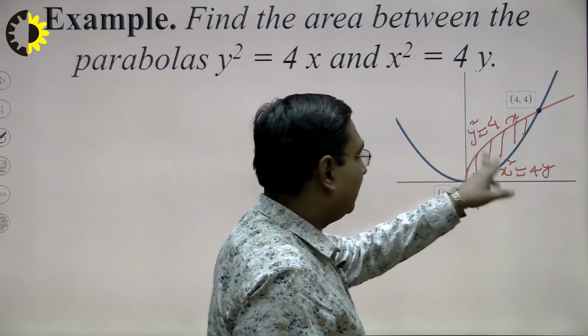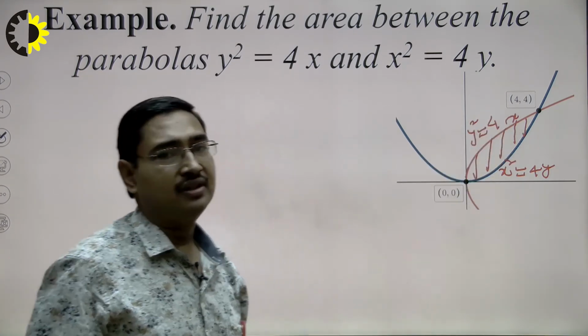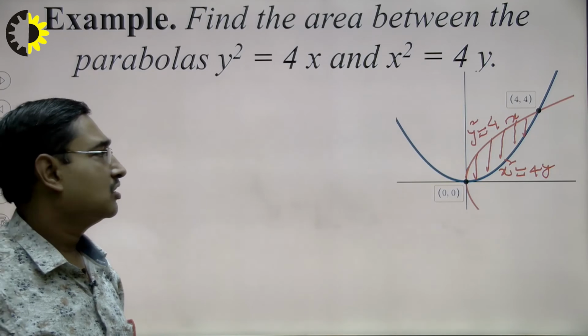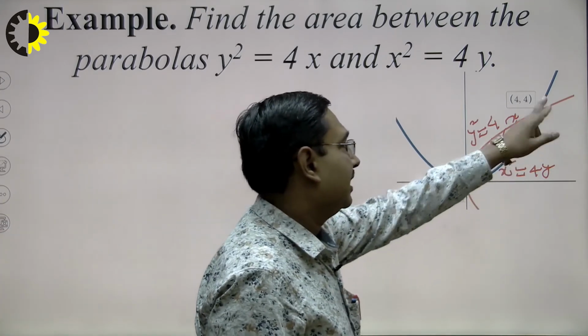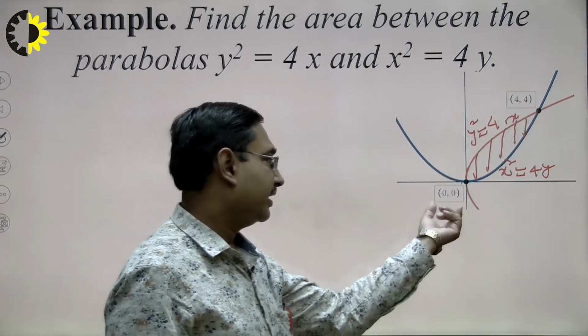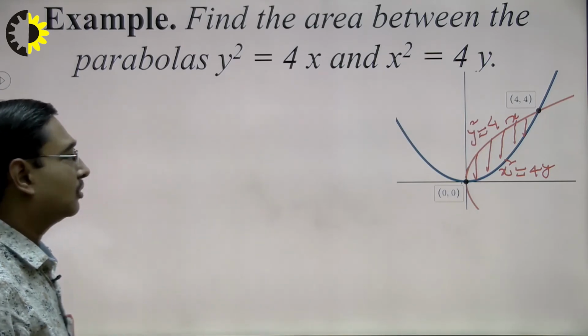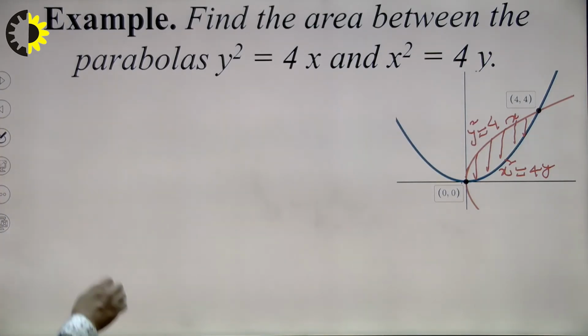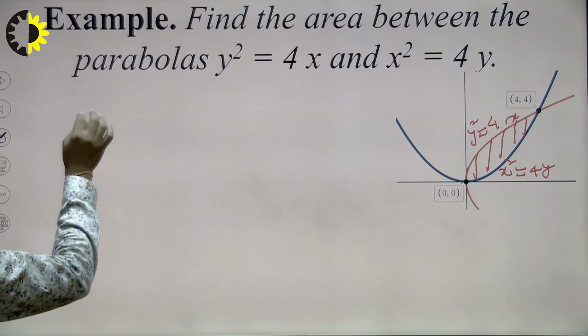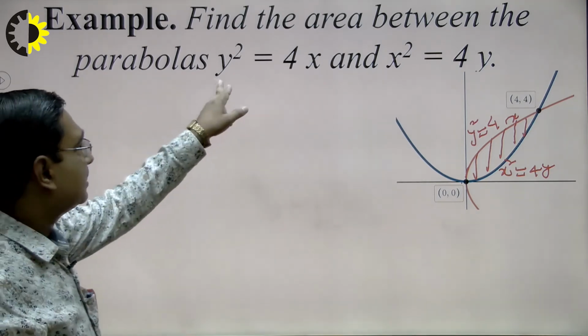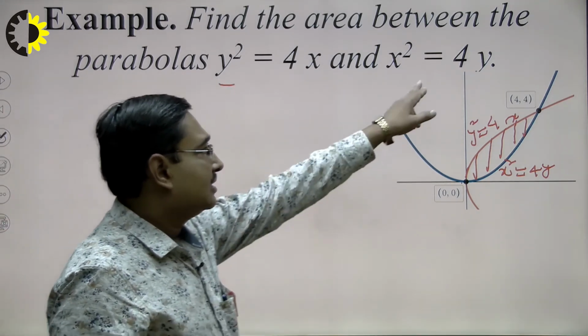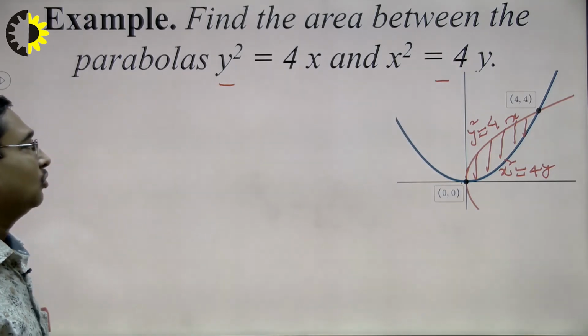We shall first find the point of intersection of these two parabolas, and those points of intersection will give this and this point. I have already written here (0, 0) and (4, 4). How have we calculated these points? Let me devote 2 minutes. First equation is y square equal to 4x. Second equation is x square equal to 4y.